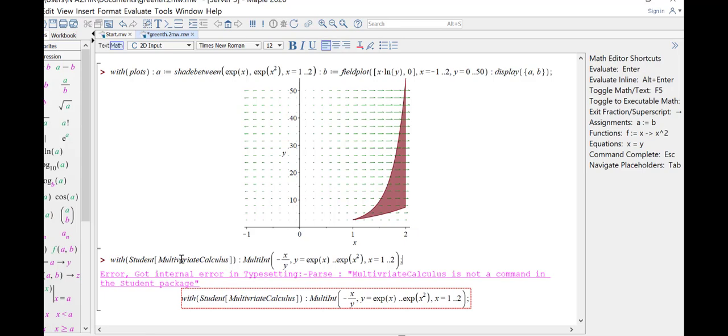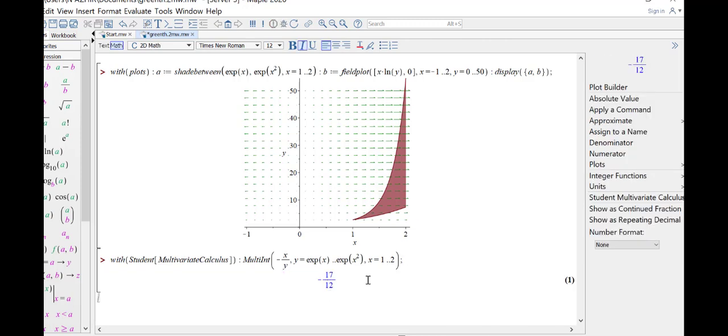Now we can compute. Something is wrong with the student package. Sorry, I missed A here. We get the error in the multivariate. Okay, I missed A here. Multivariate, then we can run. We get minus 17 over 12, which we calculated before. So we get the same answer we solved in this question.